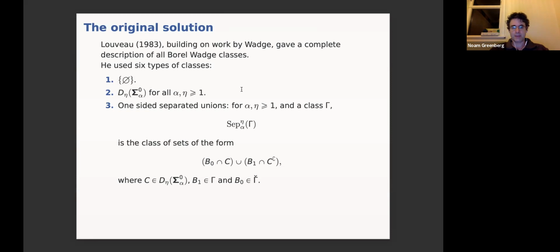And then from these building blocks, how do we generate more classes? He gave the following operations. The first operation is called the one-sided separated union, which are again classes of this form. I break up my space into a set C and its complement, where C is one of those D eta sigma alpha sets. And on C and on its complement, I take a gamma set and a gamma complement set and restrict to them. So that's what one-sided separated unions are.